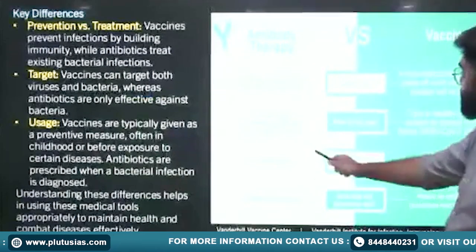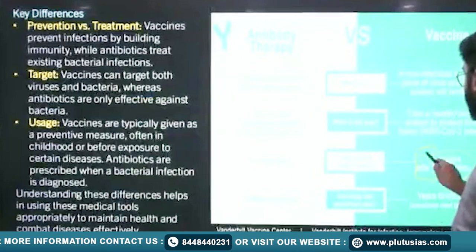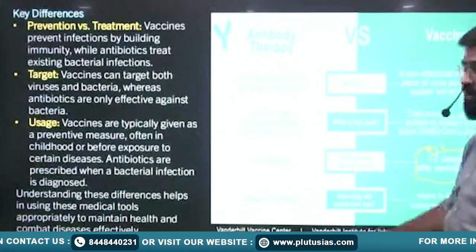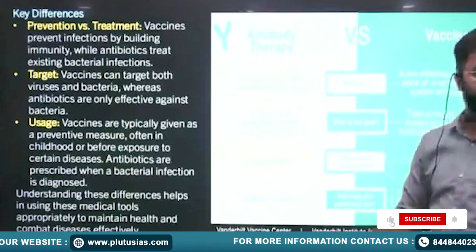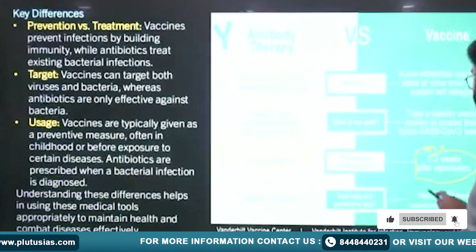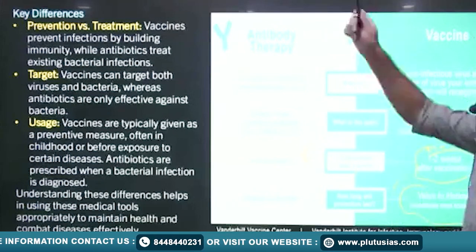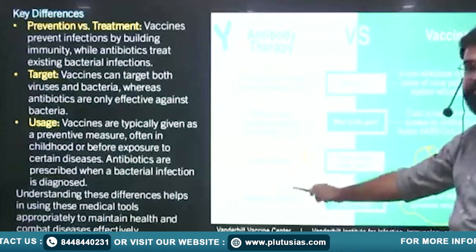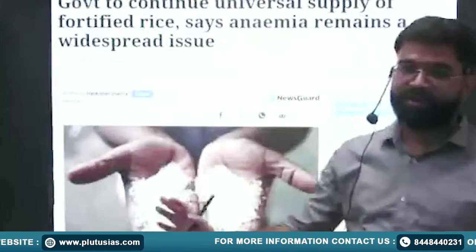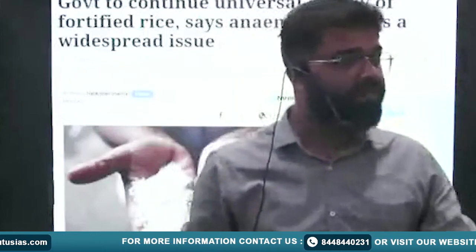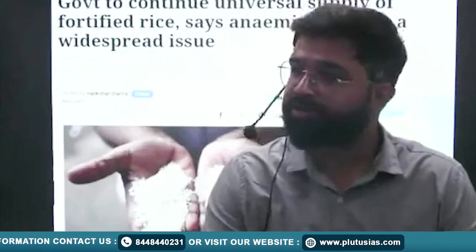One more point, that is how quickly does it work? Vaccine will take time, 1 or 2 weeks after vaccination, but antibiotic will give immediate result. First thing. Second, how long will protection last? Protection from vaccine will last for a lifetime, but antibiotics only for about 4 months. Okay. This is all about vaccine, antibiotic, antimicrobial resistance, etc. Is it clear to you? Any doubt in this? No?